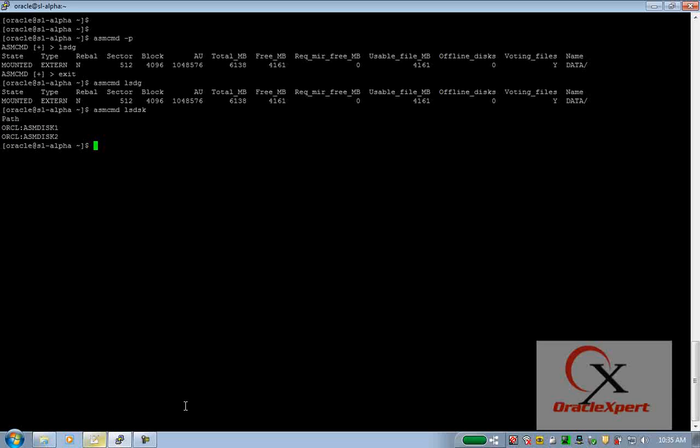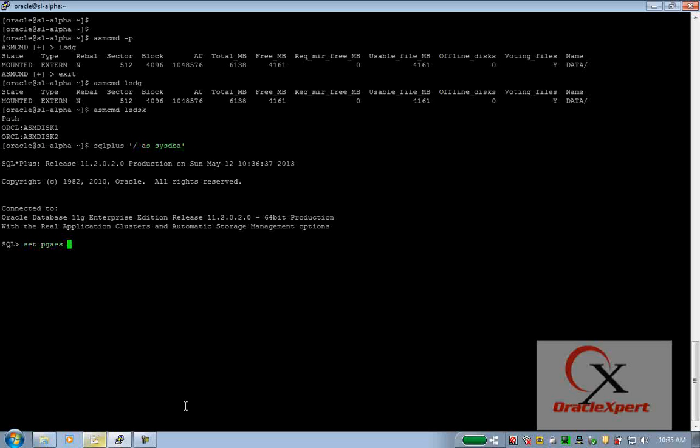Remember, we have 4 LUNs, out of which we have consumed only 2. Those 2 LUNs we have allocated to a disk group called data. Remaining 2 disks are still free. How do I know? I can also go and get connected to SQL*Plus. Remember, I am connected to an ASM instance.